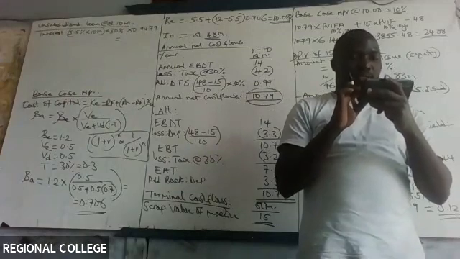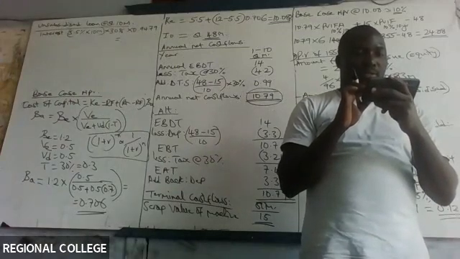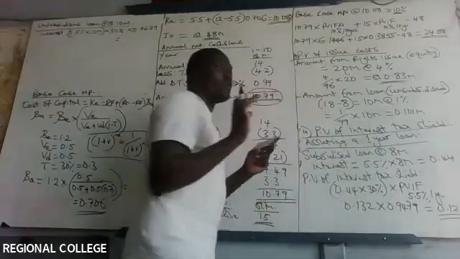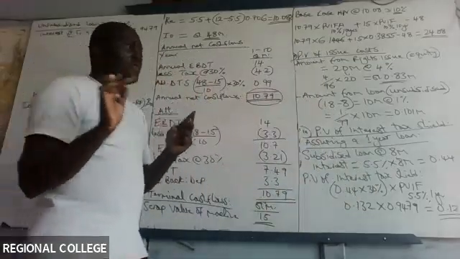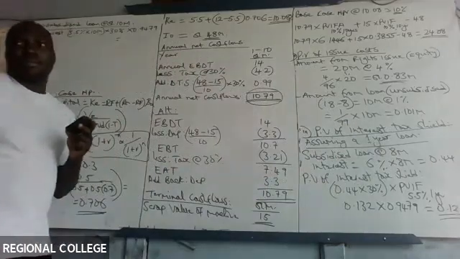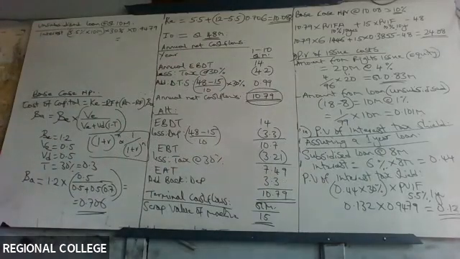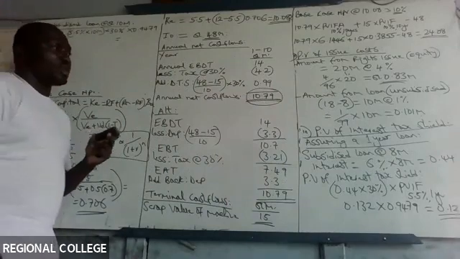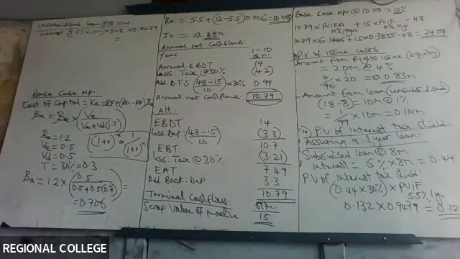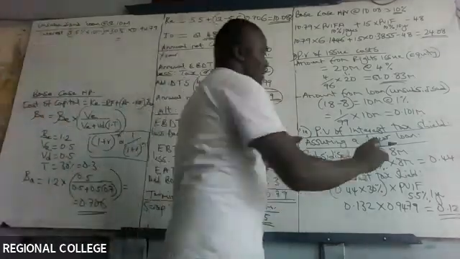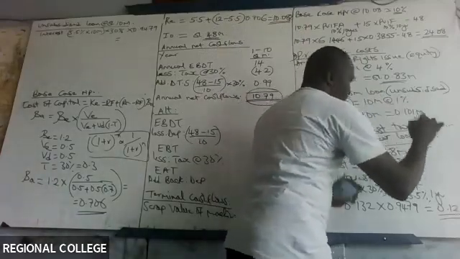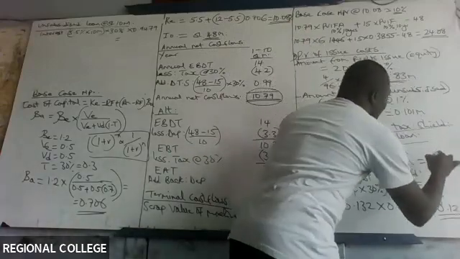We'll go on to the interest rates now. This subsidized loan, interest rate is 5.5%. Sorry for that. So this is 6%, 2% below. So the 6% of 8 million becomes 0.48.